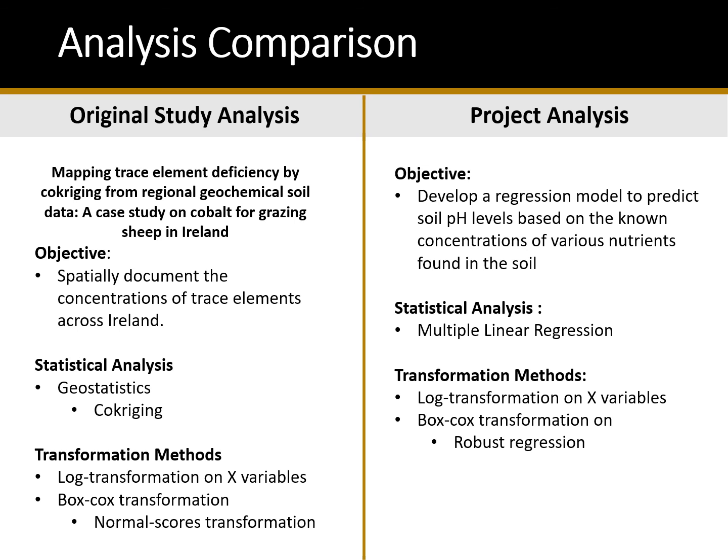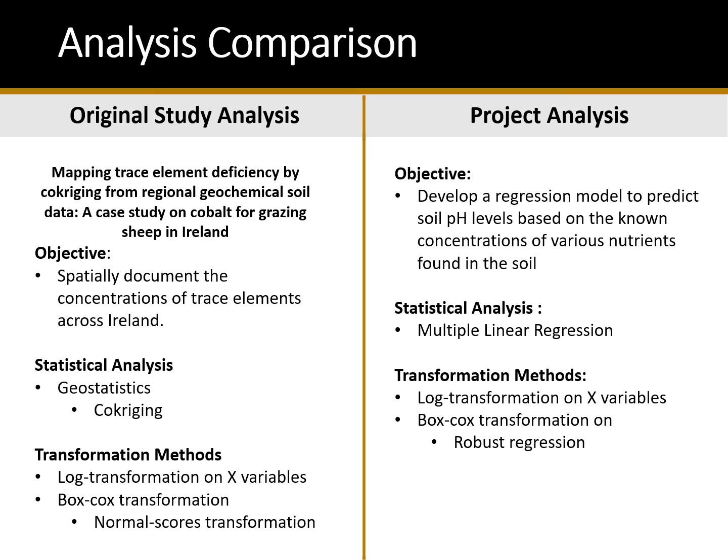The authors used geostatistics to analyze the data, specifically co-kriging, which is essentially the multilinear regression equivalent in geostatistics. When analyzing the data, the authors applied two transformations to the data. One was a log transformation on the x variables, and a second was a Box-Cox transformation. Further remedial methods included the normal scores transformation.